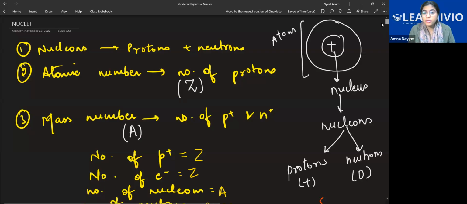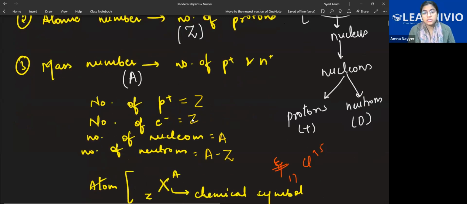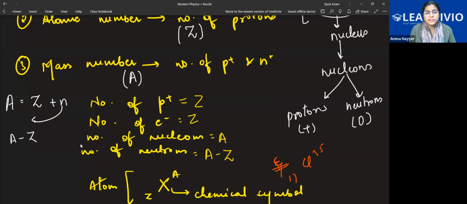Now, the number of protons is Z. The number of electrons is also Z. Electronic charges are the same, and the numbers are also the same because we are talking about an electrically neutral atom, right? The number of nucleons will be A because it is the number of protons plus the number of neutrons. This we have discussed. Now, see, the total number of nucleons is A, right? Protons plus neutrons. Protons is Z. Neutrons we don't know. So what will neutrons be equal to? A minus Z. That is what is written here, A minus Z.